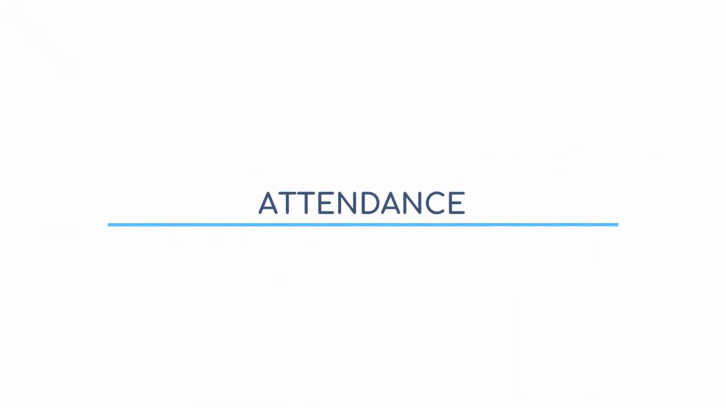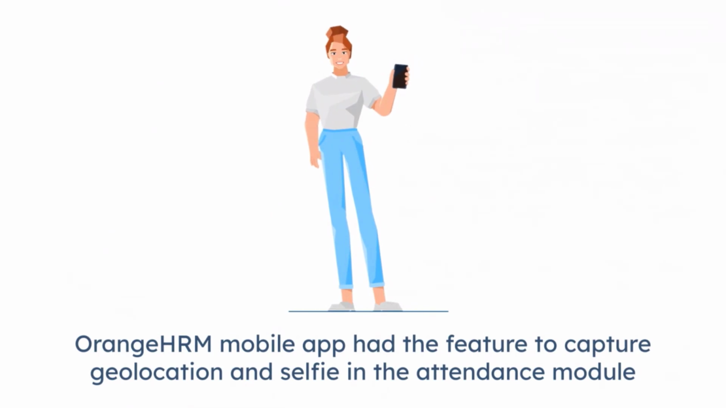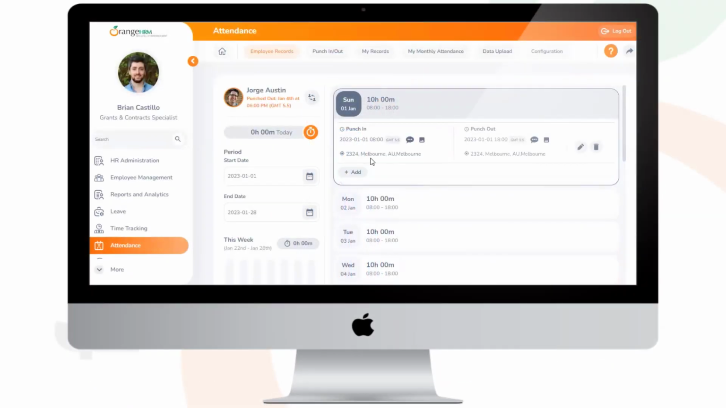Attendance. Orange HRM mobile app had the feature to capture geolocation and selfie in the attendance module. To complete the feature, in the new release, the web application has the capability to display the captured geolocation and selfie in the attendance module.